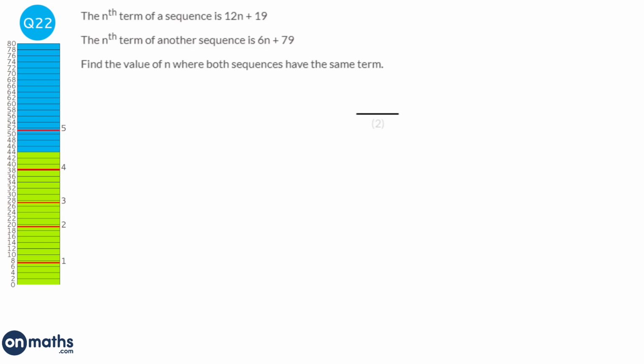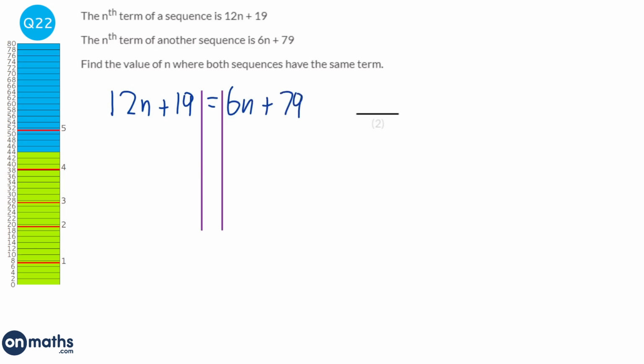So we're asked to find the value of n where both sequences have the same term. So I'm going to start off by equating both nth terms to each other. And then we can find the value of n which gives the same term. So I draw my lines down.